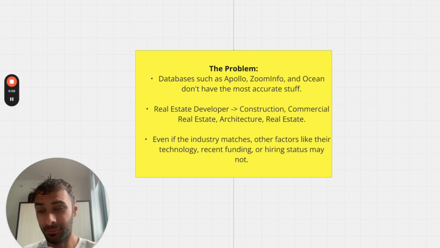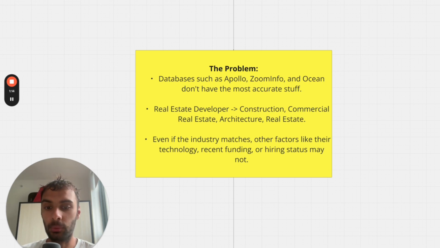And the second, even if the industry matches, the other factors that you might be looking for, like, okay, do they have a Shopify store installed? Are they using Optimizely? Are they hiring? Did they recently get funded? Those factors and triggers might not match, right?